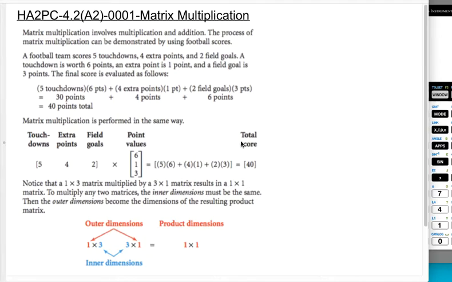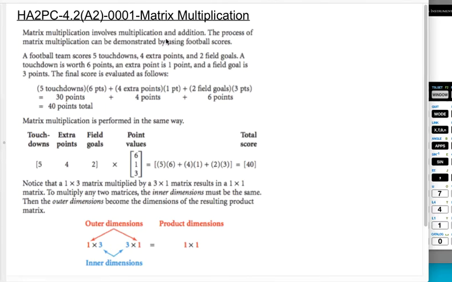So the textbook example, which I've copied in here, uses football to try and explain matrix multiplication. I personally don't think that this is the best explanation, but I'm going to walk you through it in case it jives with the way your brain works. And then we'll go from there, and I'll walk you through how we actually do this process. Basically, matrix multiplication involves both multiplication and addition in this algorithm.